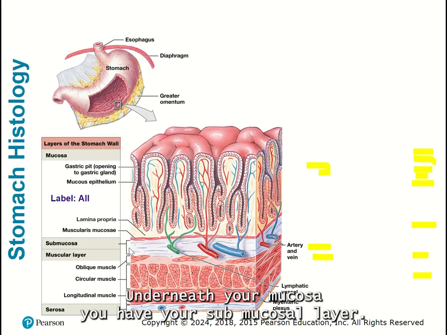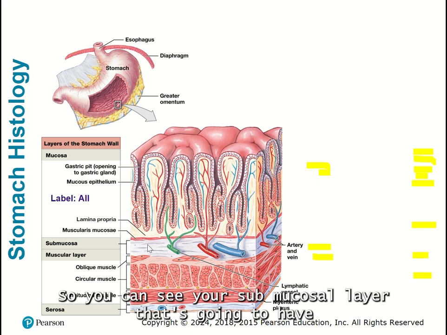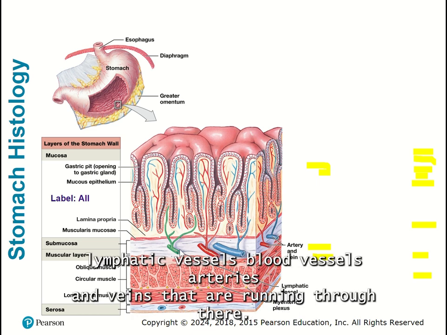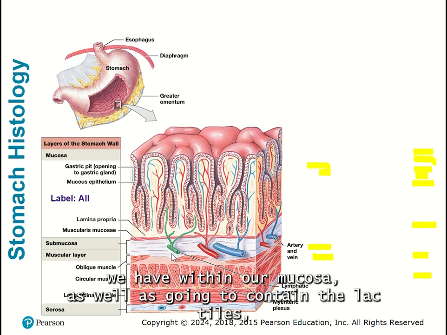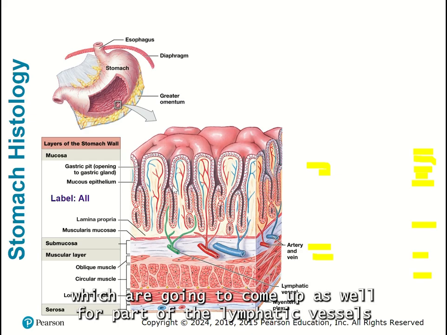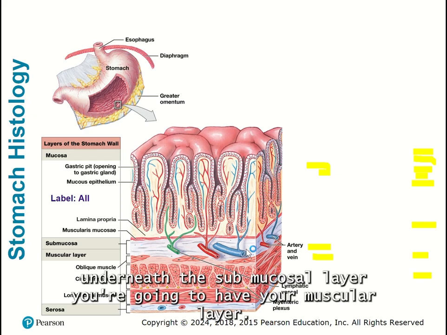Underneath your mucosa, you have your submucosa layer. You can see your submucosa layer is going to have lymphatic vessels, blood vessels, arteries and veins running through there. Those arteries and veins branch up to create the capillary beds we have within our mucosa, as well as going to contain the lacteals, which come up as part of the lymphatic vessels. Underneath the submucosa layer, you're going to have your muscular layer.